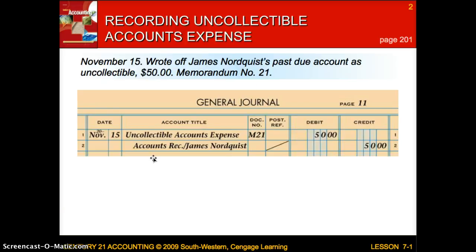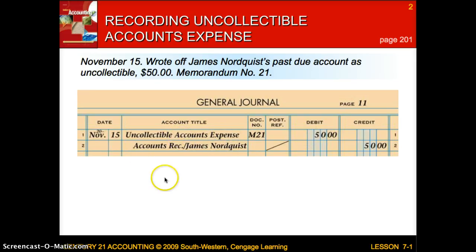Recording uncollectible accounts expense. On November 15, we wrote off James Nordquist's past due account as uncollectible, $50. So this has been in accounts receivable since he made this purchase. We do not move this to uncollectible until we know that he is not going to pay it. So on November 15th, we are going to debit our uncollectible accounts expense. Remember, our expense will be debited $50.